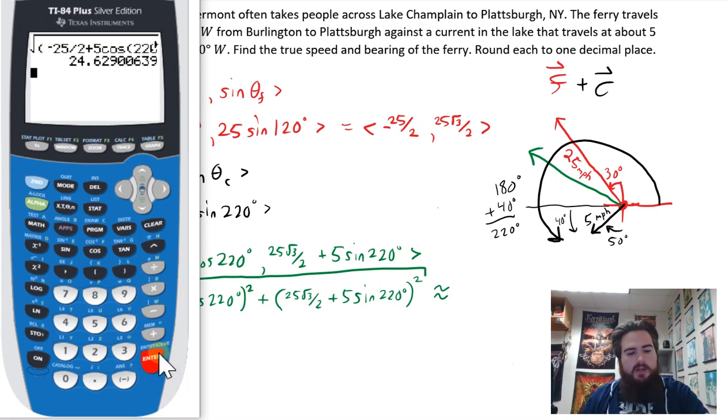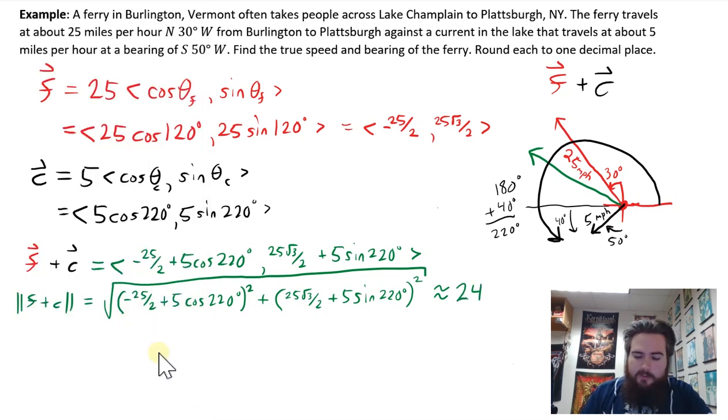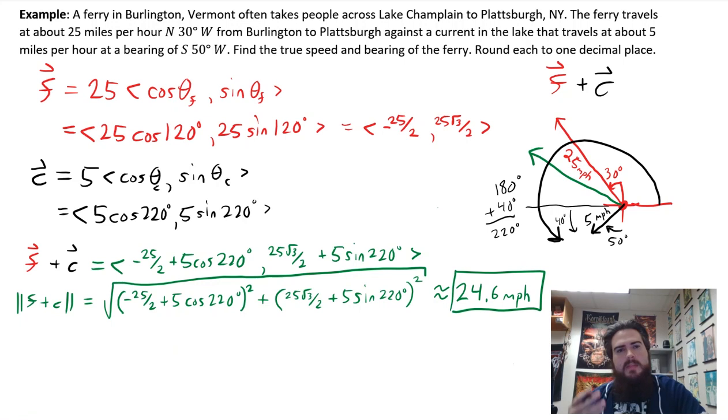Here we get a value of 24.63, or to one decimal place, 24.6. So that would be our answer here: 24.6 for this magnitude in miles per hour. That overall means that the current isn't doing too much to change the speed of the ferry. But let's see if it does much to change the bearing of it.